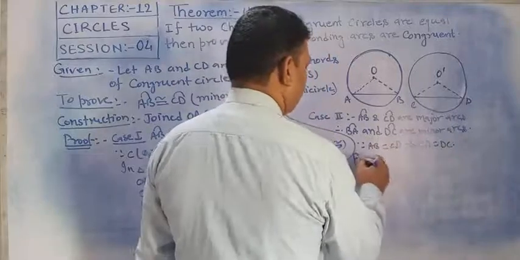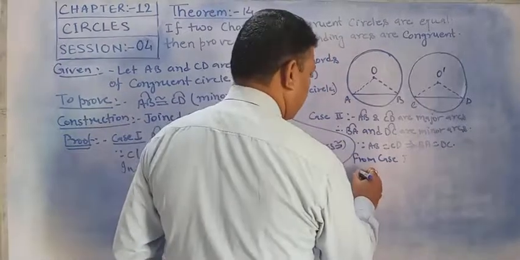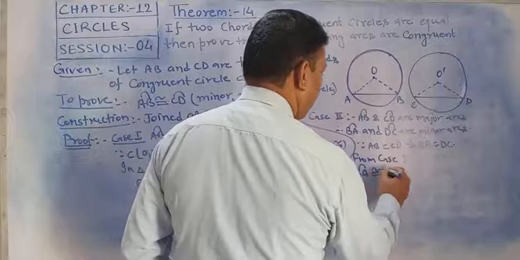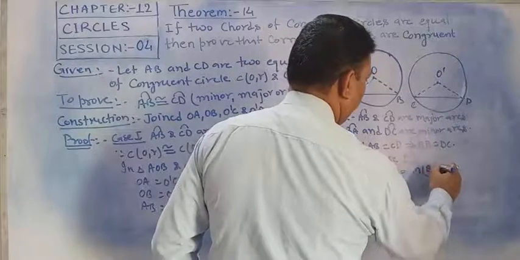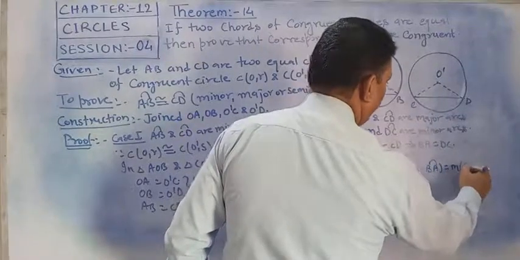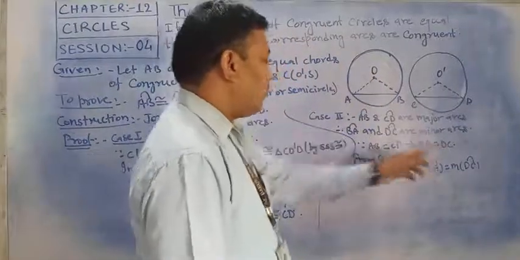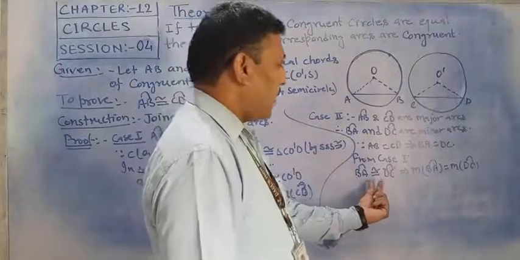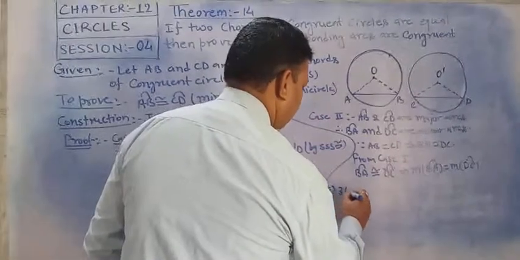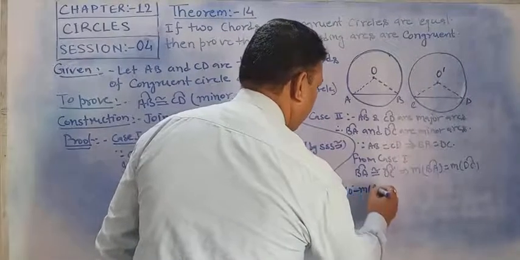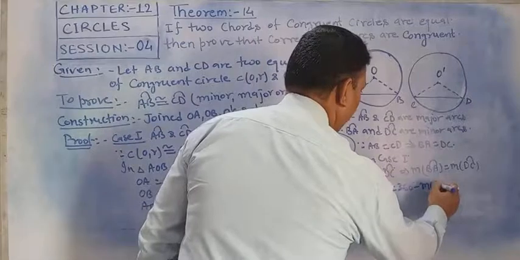So from case first, we can write arc BA is congruent to arc DC. This implies that the degree measure of arc BA equals the degree measure of arc DC, since these are minor arcs and, from the first case, both are congruent. When they are congruent, their degree measures are also equal to each other. Now this implies that we can replace: 360 degrees minus degree measure of arc BA equal to 360 degrees minus degree measure of arc DC.